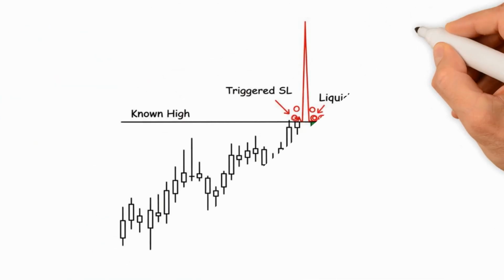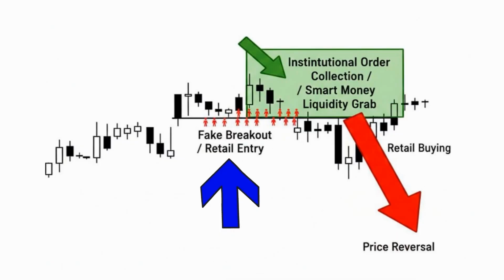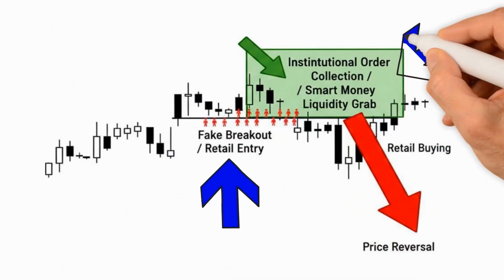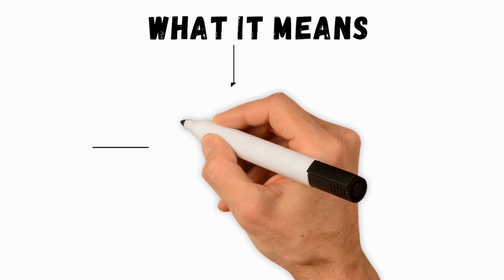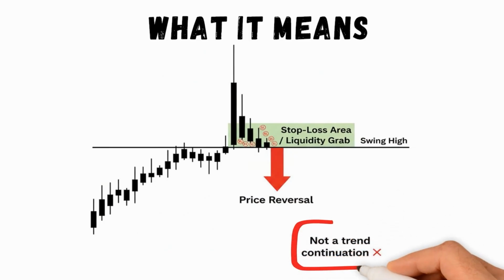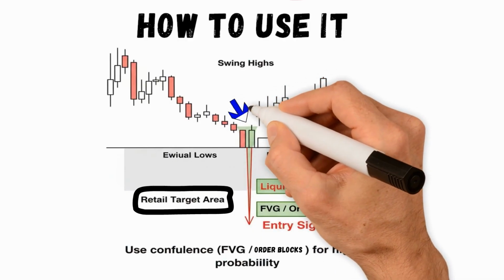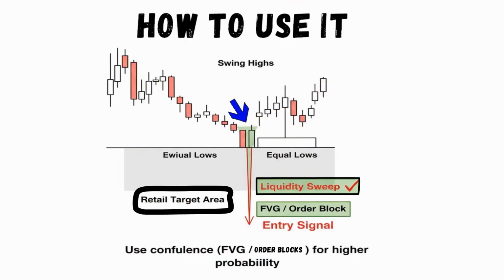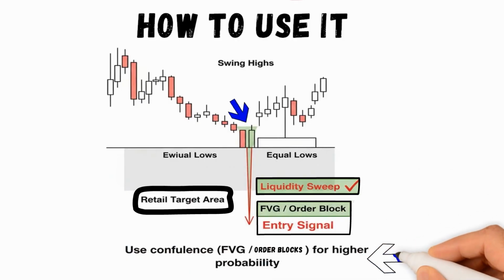Liquidity sweep. A liquidity sweep occurs when price spikes above a known high or below a known low to trigger stop-loss orders. Retail traders think a breakout is happening, but institutions are simply collecting orders before reversing the move. This is part of engineered market manipulation. What it means: price often moves to collect liquidity, not because of trend continuation. How to use it: identify swing highs, lows, equal highs, lows, or other retail targets. When price wicks above or below them and immediately rejects, that's your liquidity sweep. Enter in the opposite direction with confluence like order blocks or FVGs for a high probability reversal.